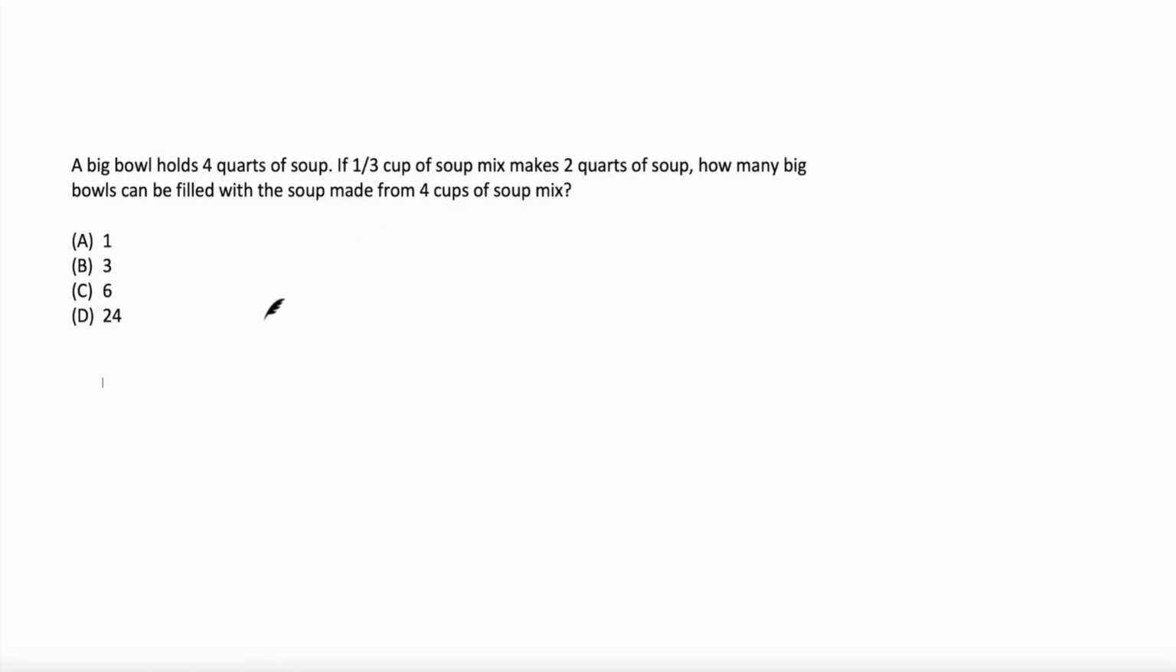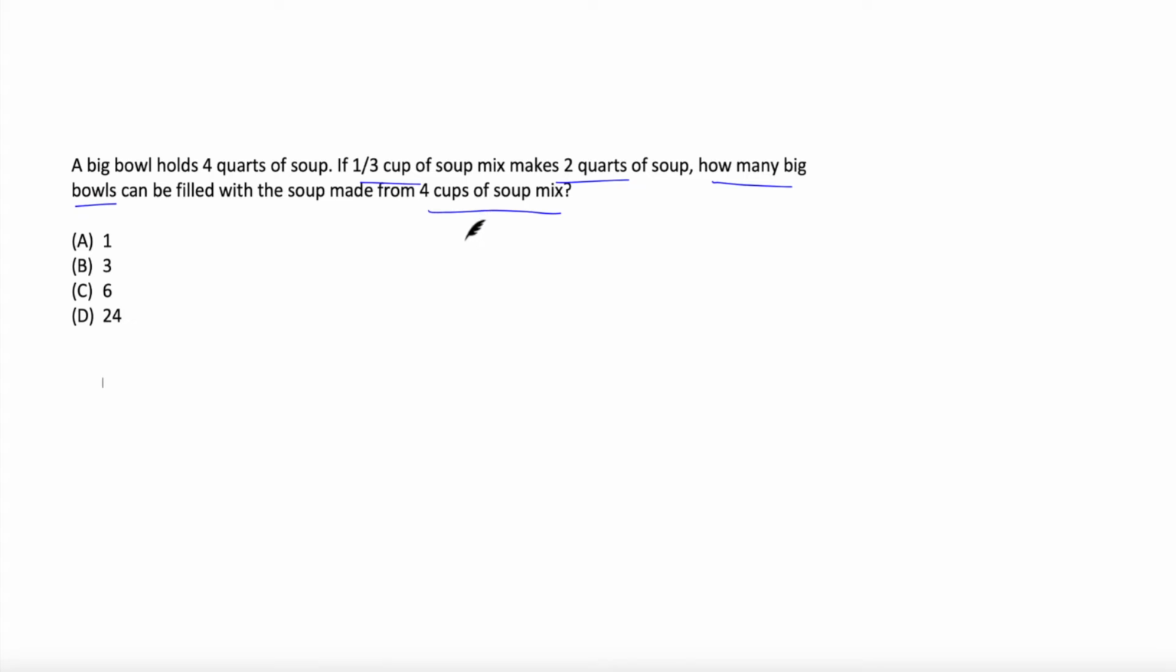Let's have a look at another question. A big bowl holds 4 quarts of soup. If 1/3 cup of soup mix makes 2 quarts, how many big bowls can be filled with the soup made from 4 cups of soup mix? The first tip is to never get confused. In such kind of questions, you need to underline terms and then read again. It's completely fine. So if you have read the question properly, you will understand that instead of 2 variables, you've got 3 variables or 3 ratios.